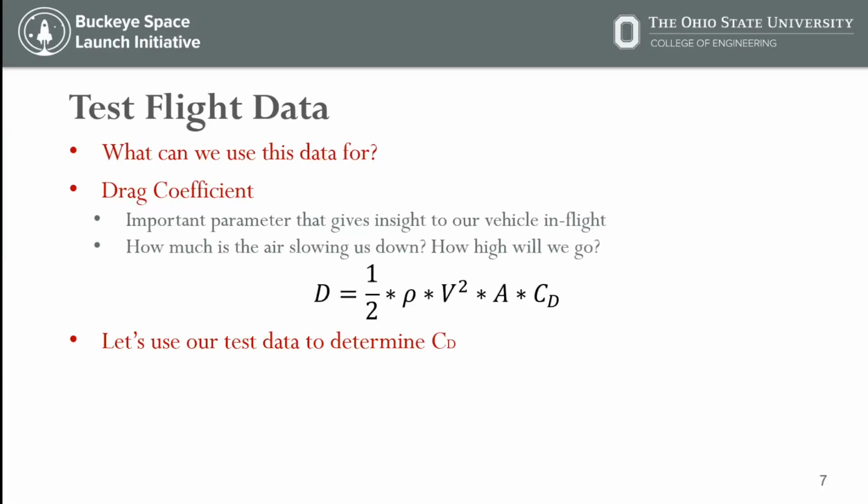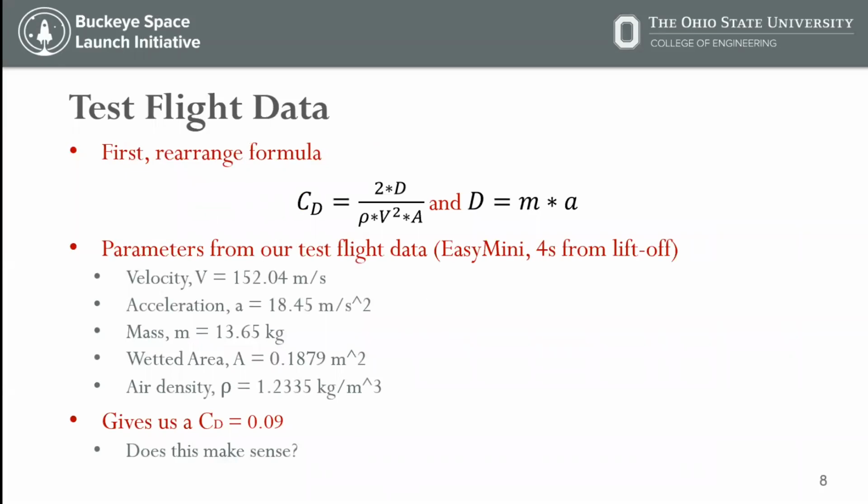So let's use our test data to determine the drag coefficient. So we're going to rearrange that and find CD. And we understand that a drag force, like I said before, F equals ma, D equals F. Drag is a force, so we can take a mass times an acceleration. And so from our flight test data, I took this from the Easy Mini sensor because it was pretty smooth.